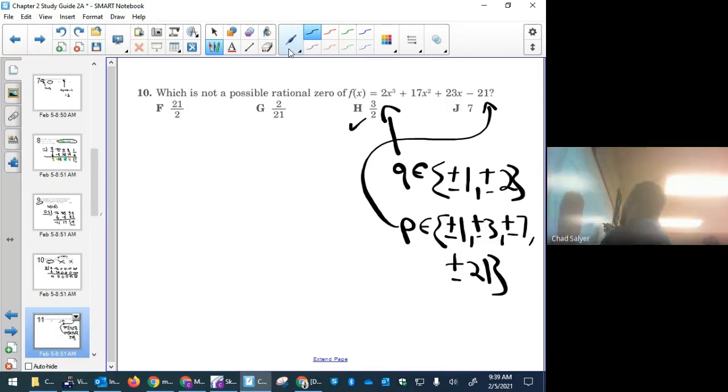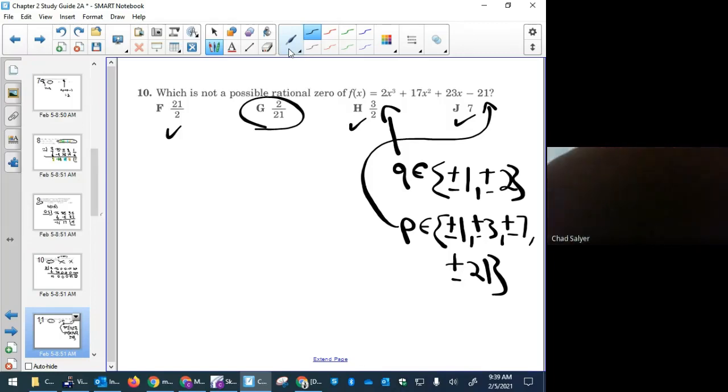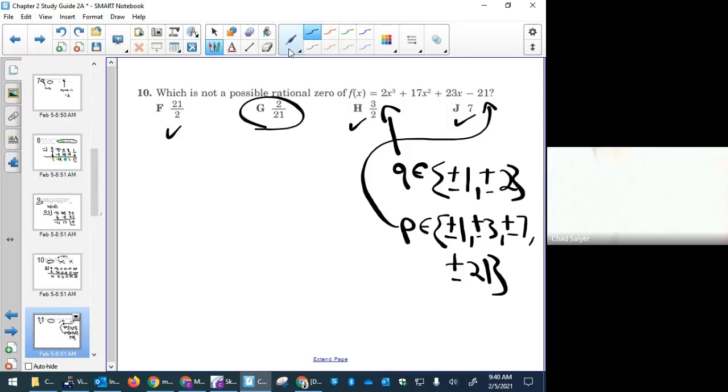So this one is in there, 3 over 2. This one is in there, 7 over 1. 2 over 21. Oop, that's a problem. 21 over 2, that one's okay. You see how G couldn't be, because 2's not in this list, and 21's not in this list. So they're trying to see if you'll mix those up. G as in golf is the one that could not be a rational zero based on that analysis. Questions? Okay, cool.